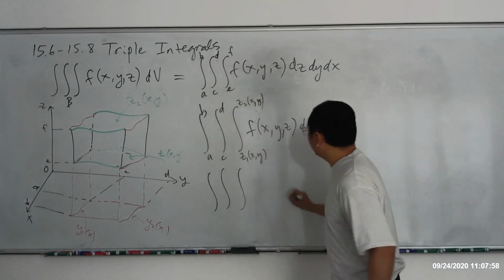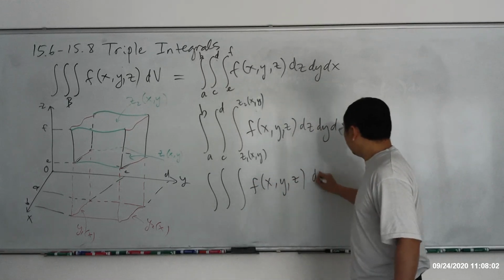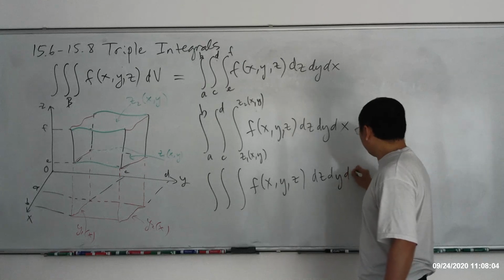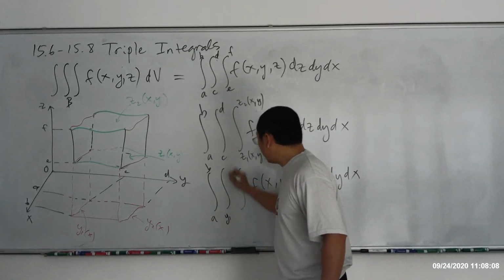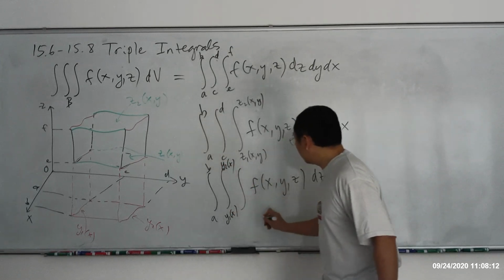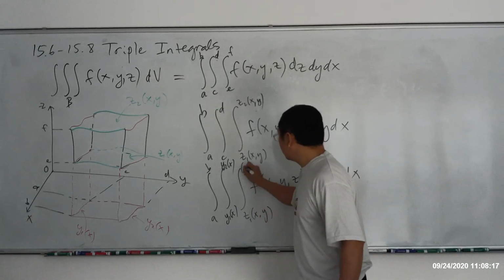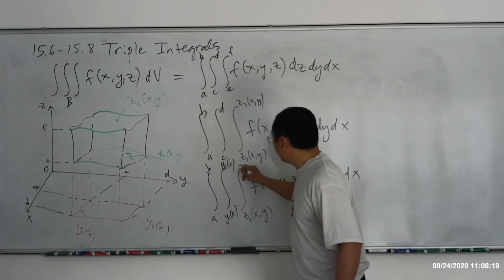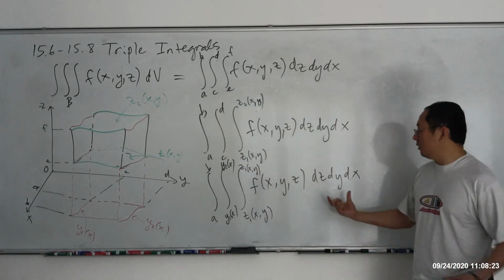Triple integral, right? F of x, y, z, dz, dy, dx. x runs from a to b. y runs from y1 to y2, where y1 is above f and y2 is above f. And z runs from z1 to z2, where z1 and z2 are functions in terms of x and y. Okay, and you do the same thing as before.